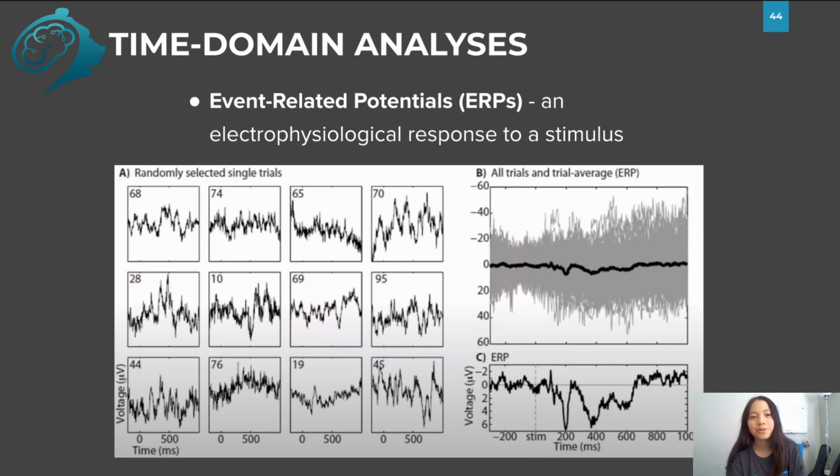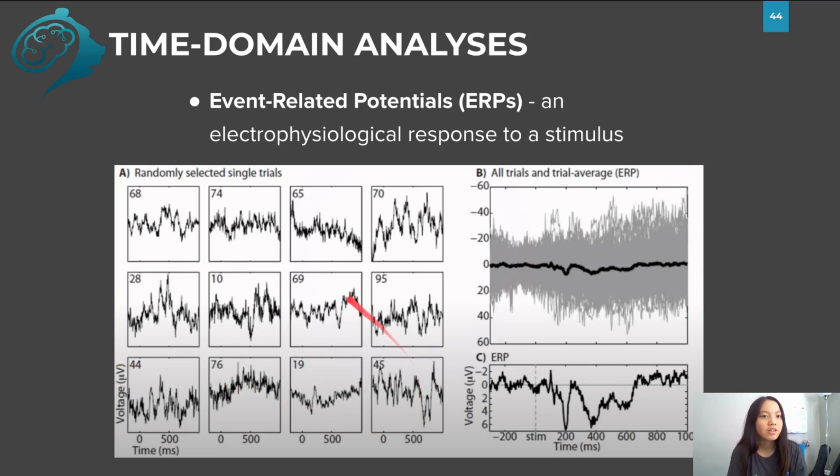ERPs are not the only analysis that is possible in the time domain. There are also microstates and multi-scale dynamics, or fractal-based dynamics. But ERPs are the dominant form of analysis in the time domain.